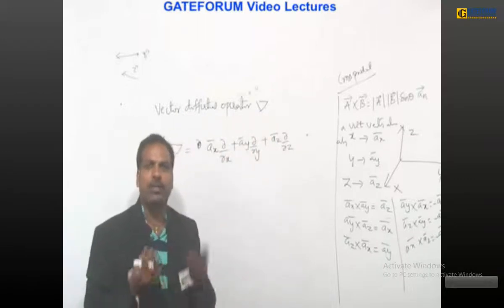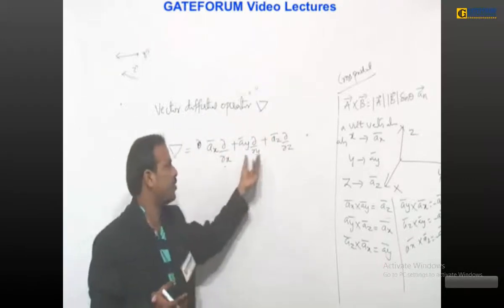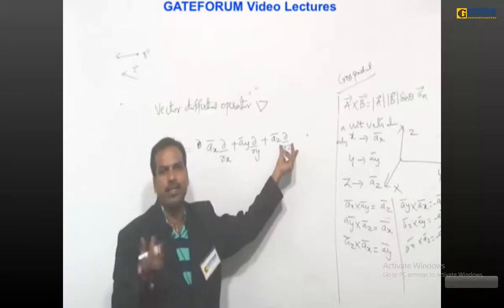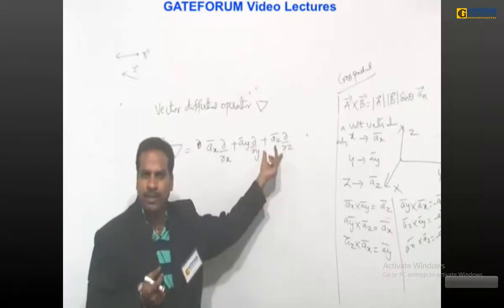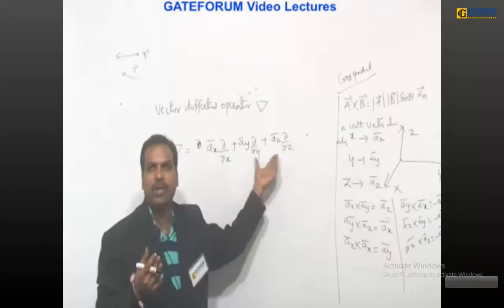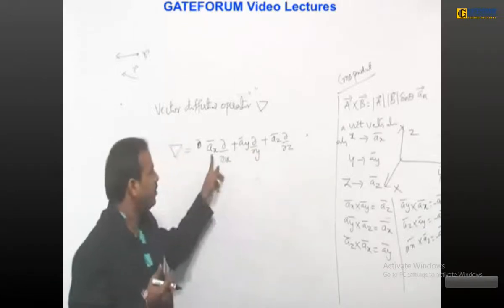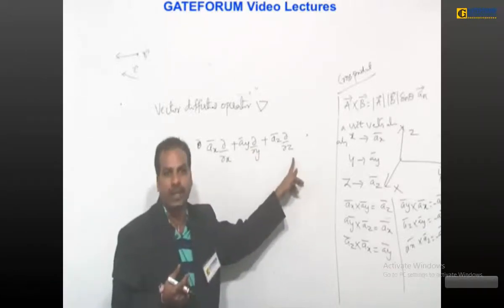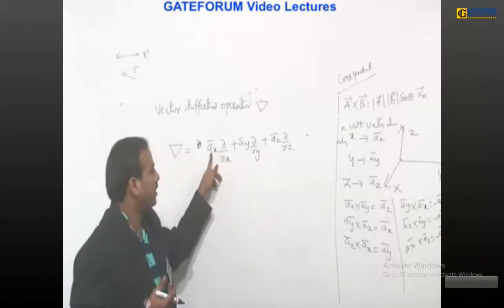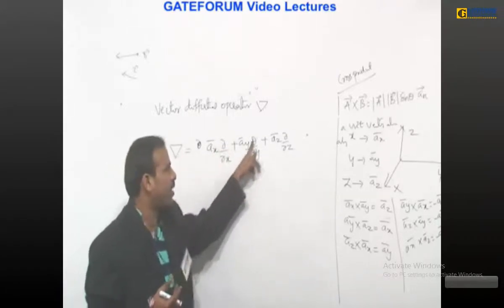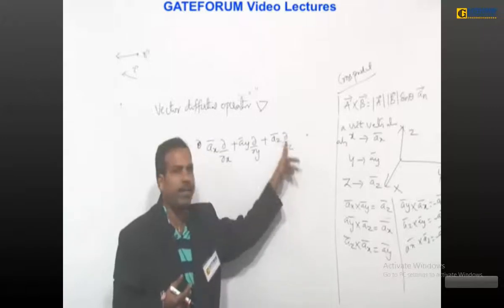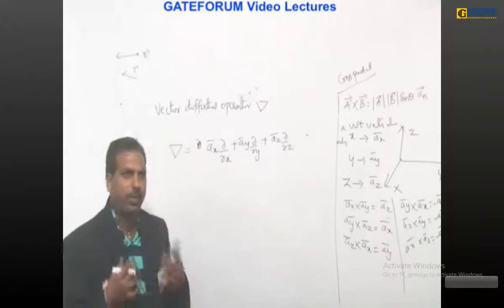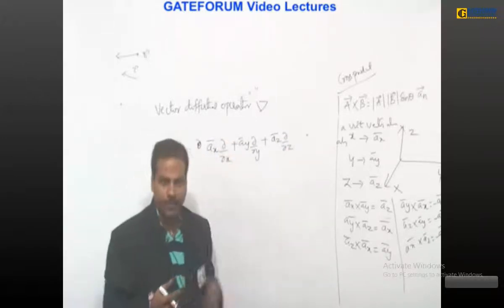Why am I calling it a vector differential operator? Because ∂/∂x, ∂/∂y, ∂/∂z are partial differentiations along x, y, z, which indicate the variation of any field along the x, y, z directions. But it is indicated overall as a vector quantity: a_x ∂/∂x + a_y ∂/∂y + a_z ∂/∂z. So that's why we call it a vector differential operator.